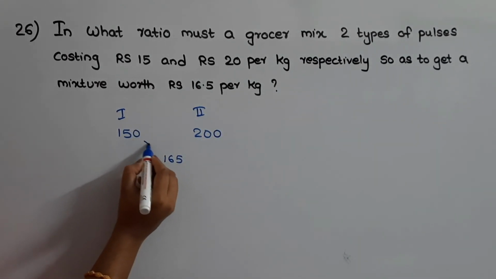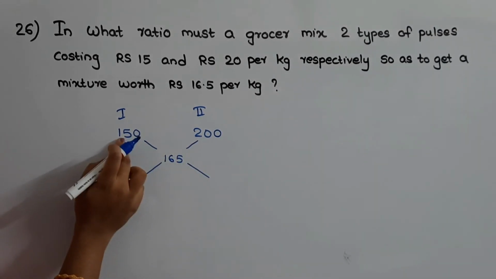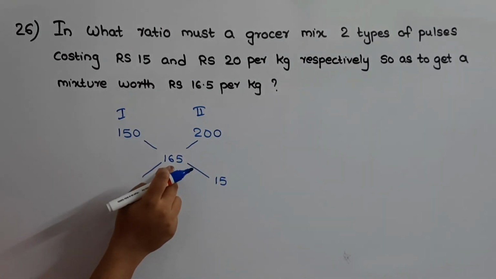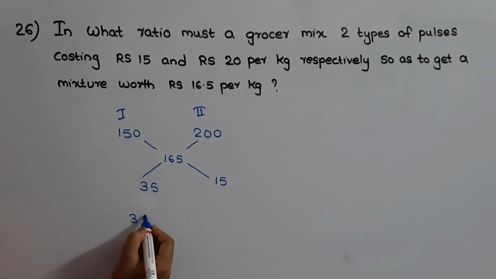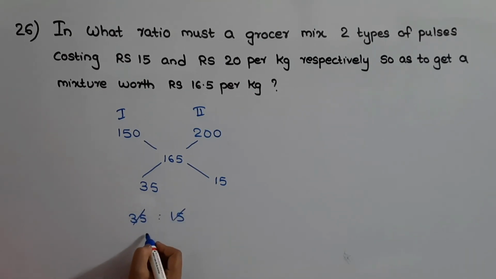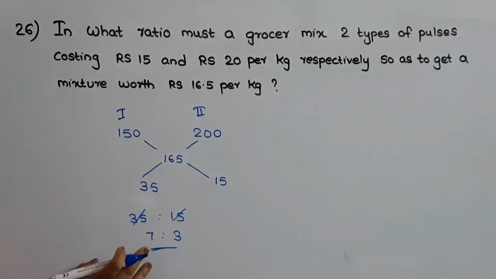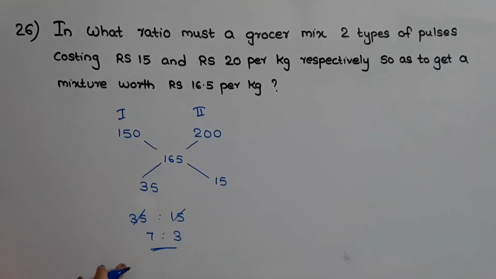Now do the subtraction diagonally. 165 minus 150 is 15, that we need to write down here. Then 200 minus 165 is 35. So the ratio of the cost price is 35:15. On simplifying this, we will get it as 7:3. So this itself is the quantity ratio by which the two types of pulses is to be mixed, so that the mixture costs rupees 16.5. So 7:3 is the answer.